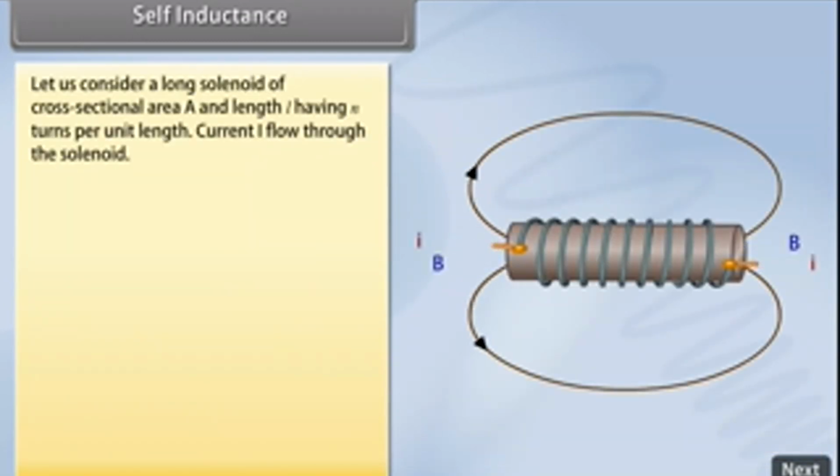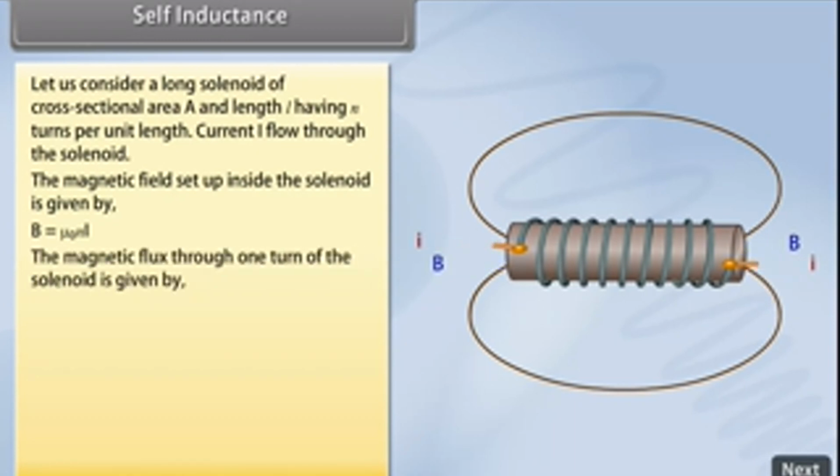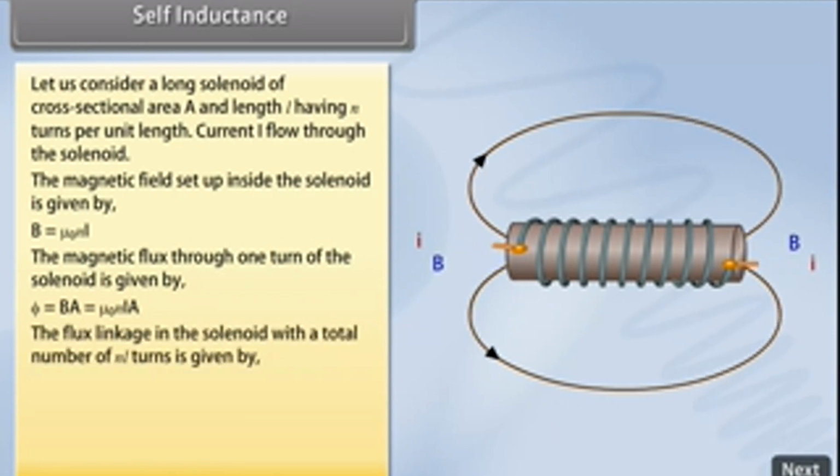Let us consider a long solenoid of cross-sectional area A and length L having N turns per unit length. Current I flows through the solenoid. The magnetic field set up inside the solenoid is given by the product of mu naught N and I. The magnetic flux through one turn of the solenoid is given by the product of mu naught N, I and A. The flux linkage in the solenoid with the total number of NL turns.